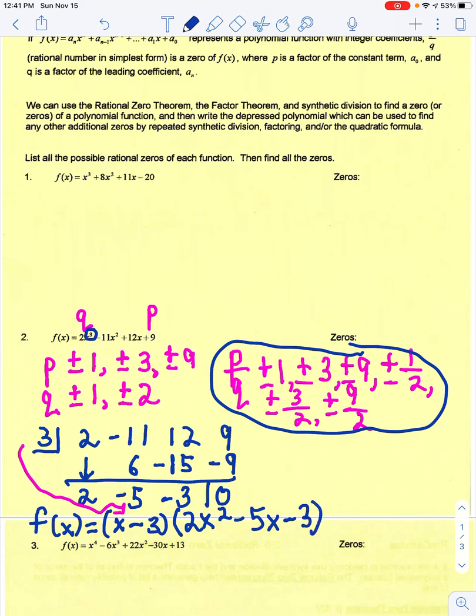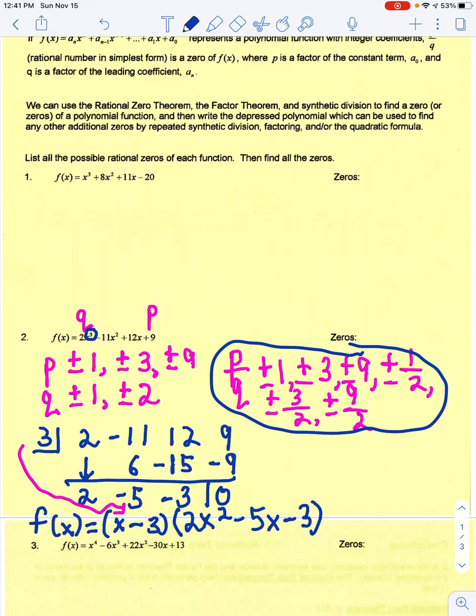You always want to do this until you reach the quadratic level, degree 2, which if it's a cubic function, you should only need to do 1 synthetic division. If it's a quartic, degree 4, like number 3, we're going to have to do 2 consecutive synthetic divisions to be able to reach the quadratic level.